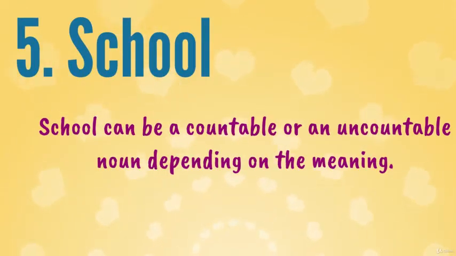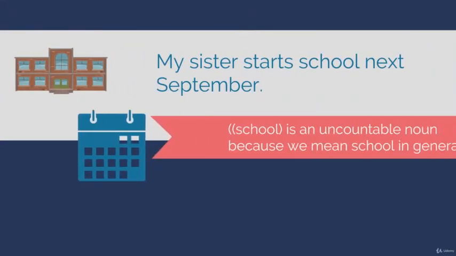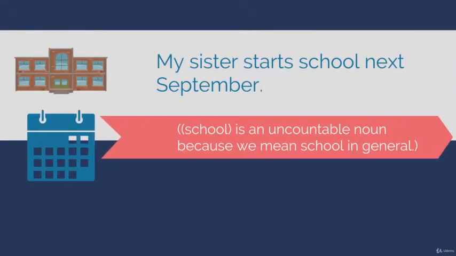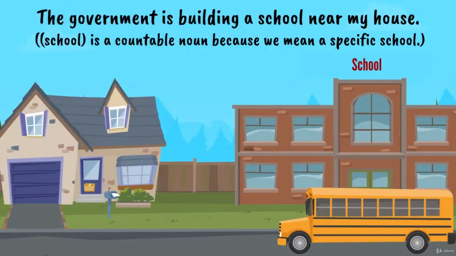5. School. School can be a countable or an uncountable noun, depending on the meaning. Examples: my sister starts school next September. School is an uncountable noun because we mean school in general. The government is building a school near my house. School is a countable noun because we mean a specific school.